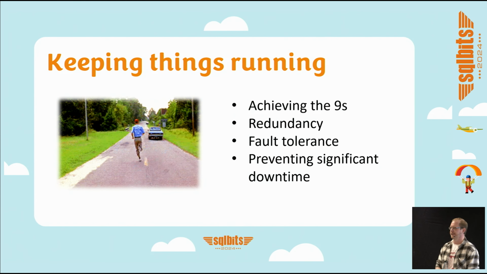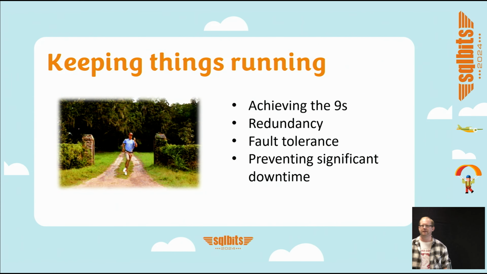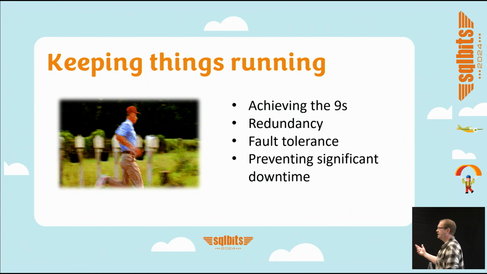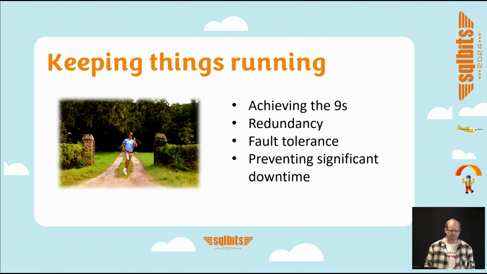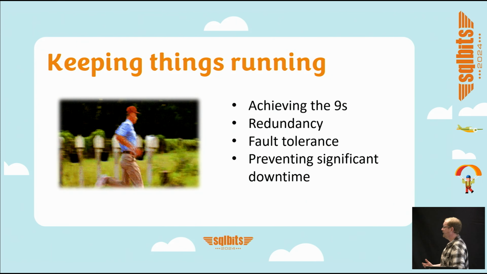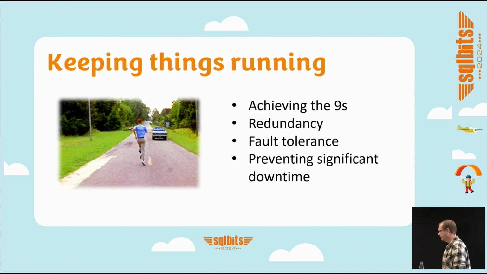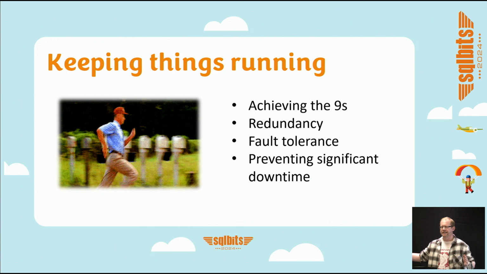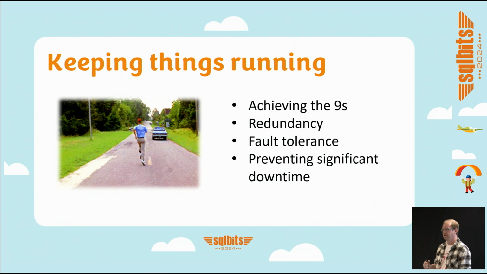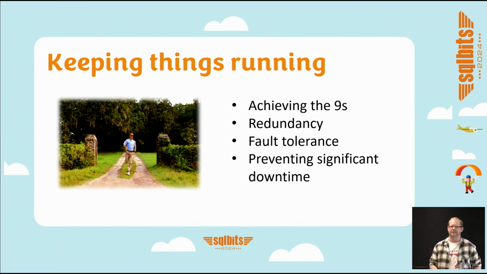We are achieving the 9s. And you'll hear people say 3 9s, 4 9s, 5 9s, 6 9s. And as those 9s go up, the amount of downtime we can have per year goes down. So 3 9s is 8.7 hours per year. 4 9s, 52 minutes. 5 9s, we're getting down now, 5 minutes. And then we have 6 9s, which is, I think, 31.5 seconds. So as the 9s go up, downtime comes down. We need to start thinking about more complex solutions, possibly spending some more money, because we need redundancy, fault tolerance, and preventing significant downtime in our systems.